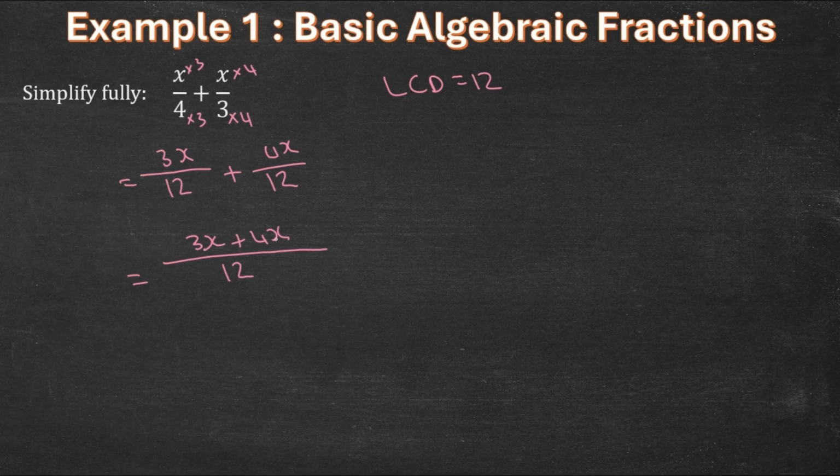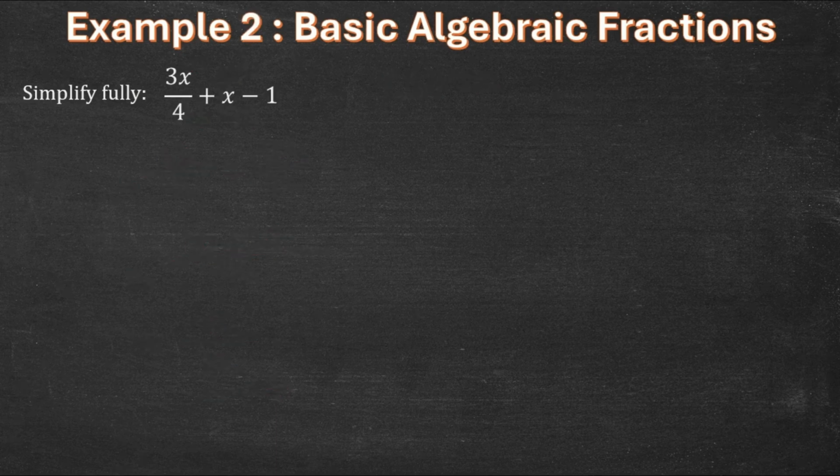And now because we have like terms, this term contains an x and this term contains an x, so we can combine these two terms. 3x plus 4x gives us 7x over 12. I cannot simplify this any further. I cannot cancel, so this is my final answer.